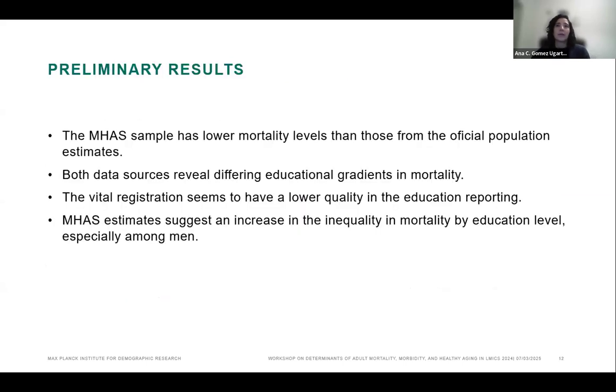Just to conclude, what we have found so far is that the MHAS has lower mortality levels than the official population estimates. This is common in longitudinal surveys and expected. Both data sources have different educational gradients, but this is most likely because of the quality of education reporting in the vital statistics. And the MHAS estimates suggest an increase in inequality in mortality by education level, especially among men.